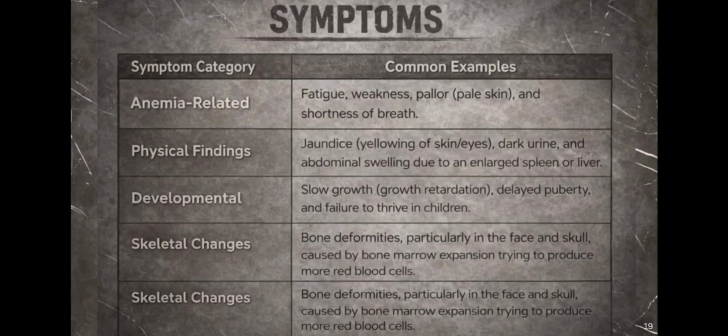Symptoms: anemia-related symptoms such as fatigue, weakness, pallor, and shortness of breath. Physical findings such as jaundice, dark urine, and abnormal swelling due to an enlarged spleen or liver. And developmental symptoms such as slow growth, delayed puberty, and failure to thrive in children. Skeletal changes: bone deformities, particularly in the face and skull, caused by bone marrow expansion trying to produce more red cells.